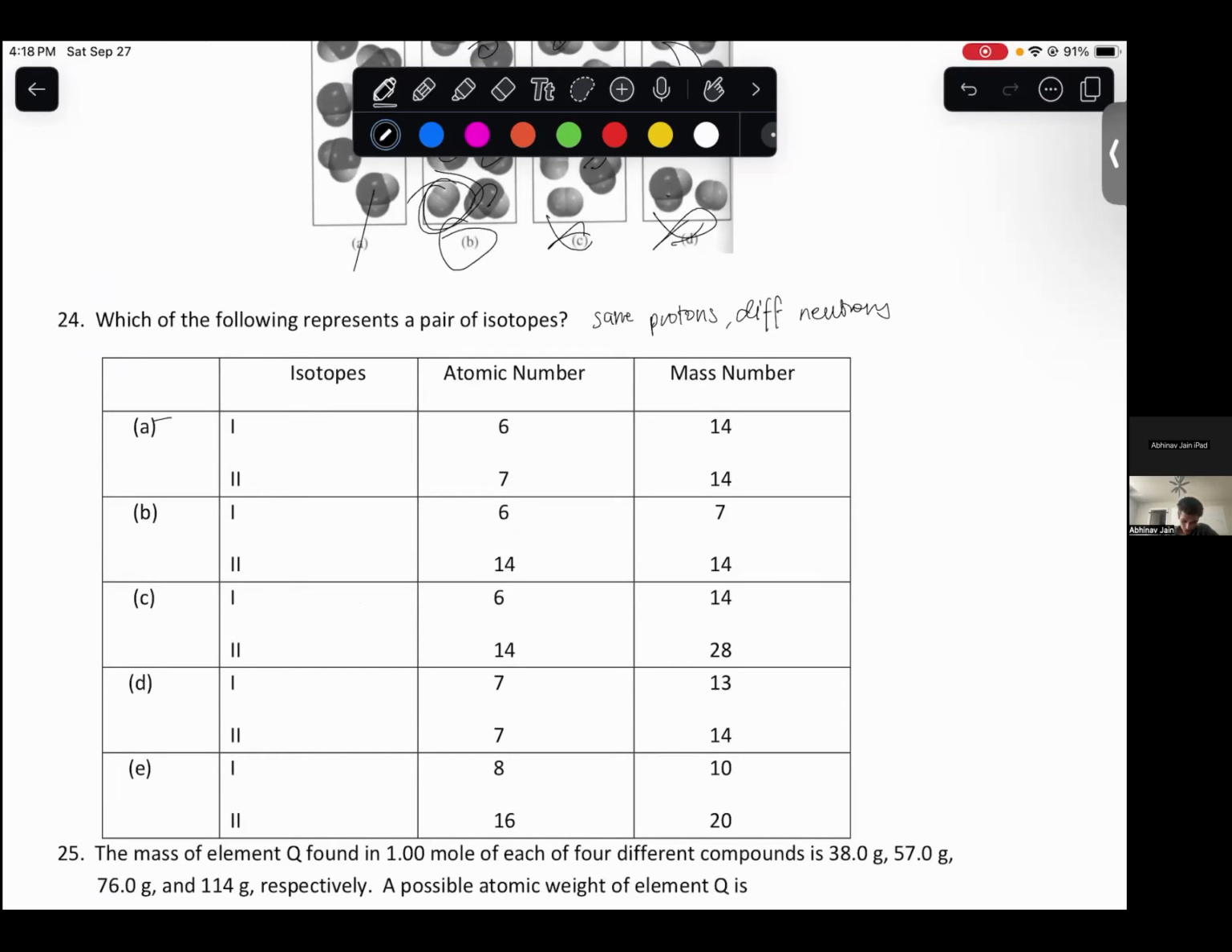So we can eliminate A, since this is 6, this is 7. B, this is 6 and 14. C, 6 and 14. D is the only correct one, 7 and 7, because they have different mass numbers.